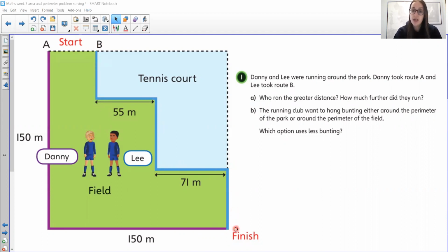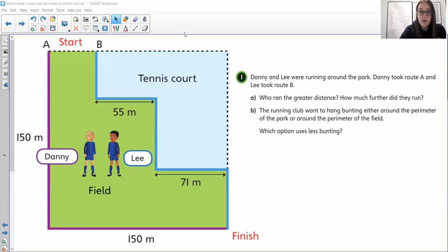So my first question is, who ran the greater distance? One of them ran further than the other one. Can you work out who ran the furthest? And then the second part of this question is, how much further did they run than the other person? This is tricky, but think about what we've just had a go at and see if you can work this out. I would have a go at quickly sketching it into your book. If you've got a ruler, brilliant. If you haven't, just have a go at roughly drawing it in.